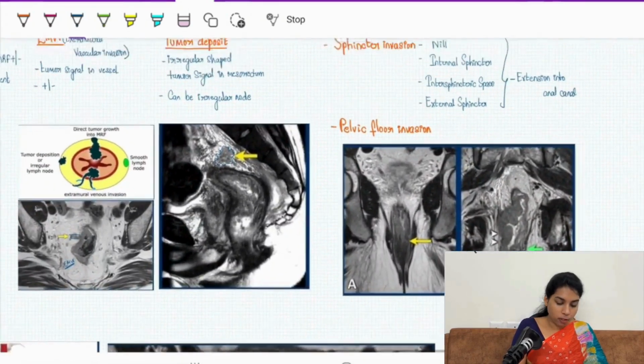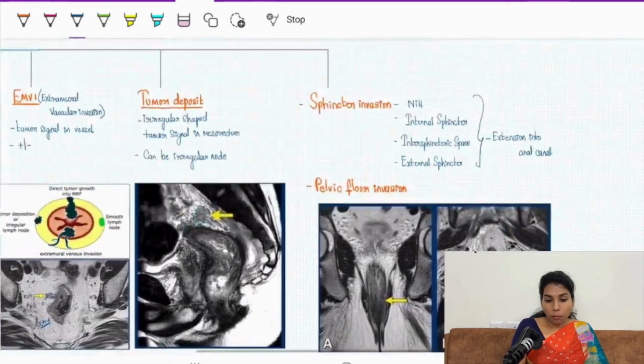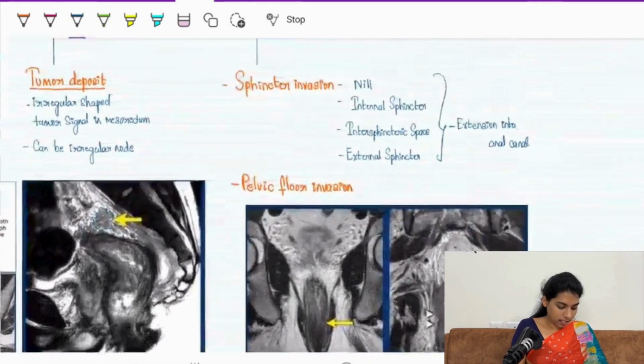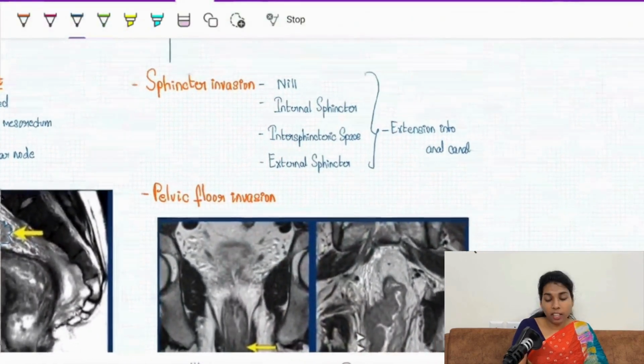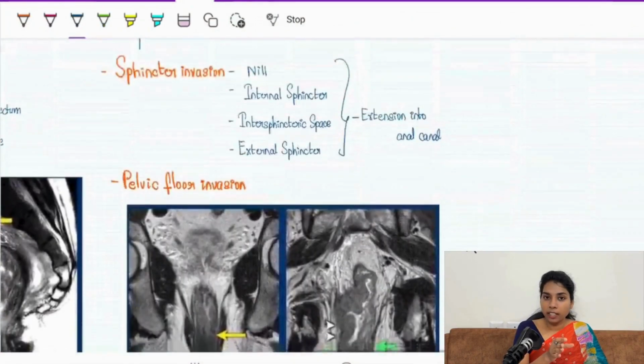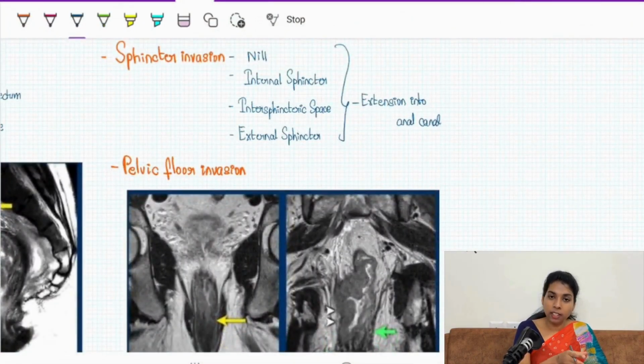Before that, we'll finish off the reporting format. In the reporting format, we are left with the last discussion, that is involvement of the sphincter. Sphincter, I've already explained the anatomy. You have the internal sphincter, you have the external sphincter, and you have a space in between them called the intersphincteric space. You need to mention all three, whether they're involved or not.